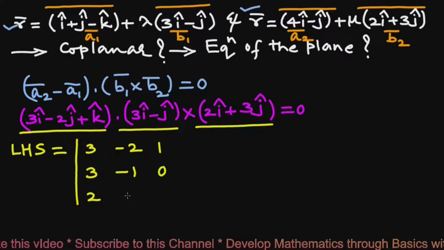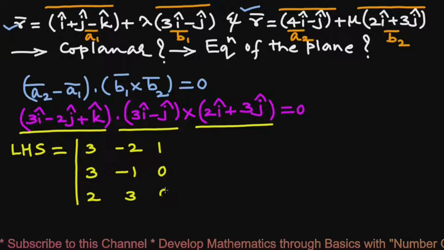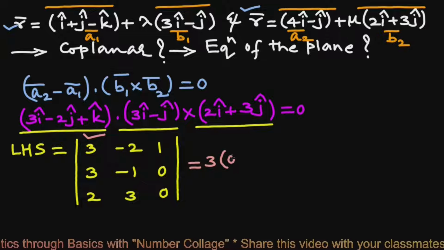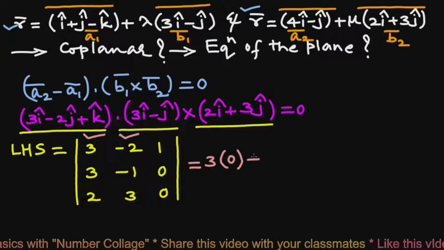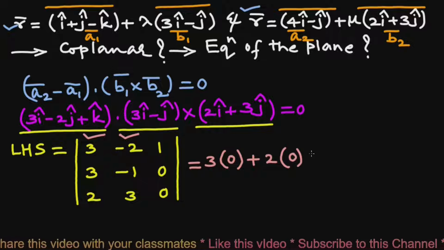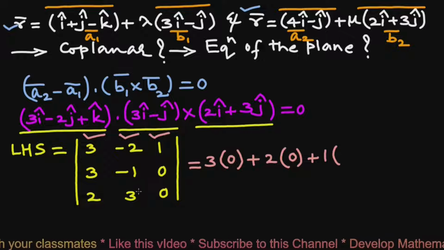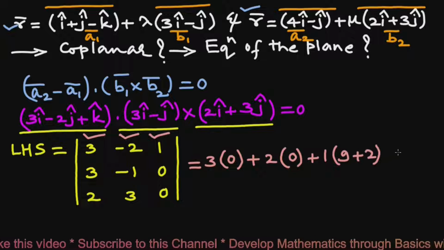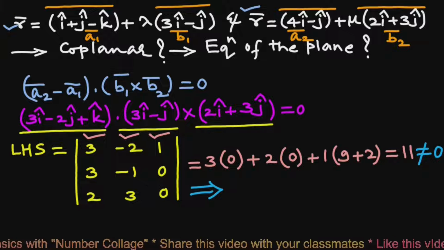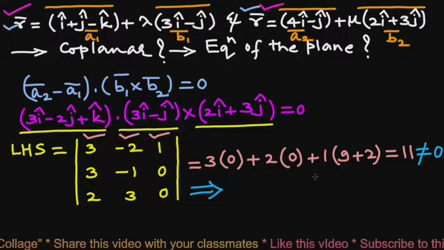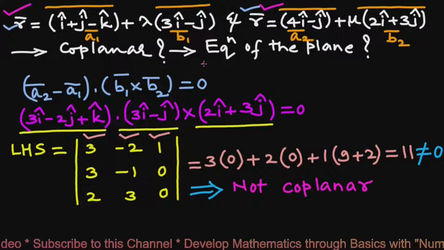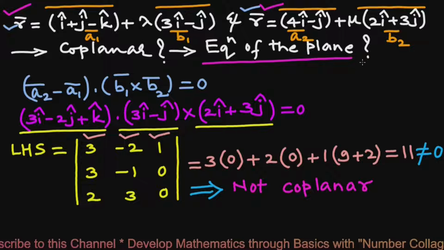Expanding, this will be 3 multiplied by 0 minus 0, that is 0, then minus of this -2, that will be plus 2, multiplied by 0 - 0 will be 0, plus this 1 multiplied by 3 3s are 9 plus 2, so this will be 11, which is not equal to 0, which implies this line and this line are not coplanar. So there is no question of finding the equation of the plane containing these two lines.